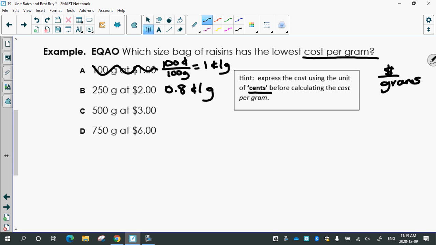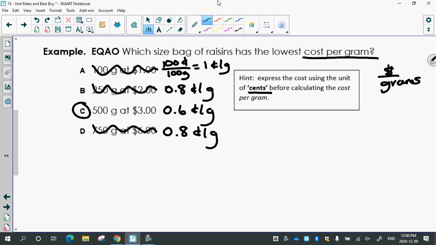So then for this one, I'm going to do 300 cents divided by 500 grams, and that's 0.6 cents per gram. So that's cheaper than this one, so this one, B, gets crossed off, okay? So it's going to be between C and D. So then I'm going to type in 600 cents divided by 750 grams, and it gives me 0.8 cents per gram, which is bigger. So that means C has the lowest cost per gram. Okay?